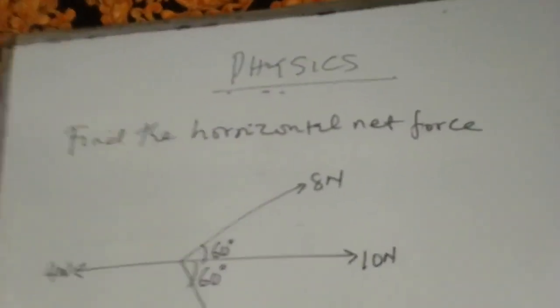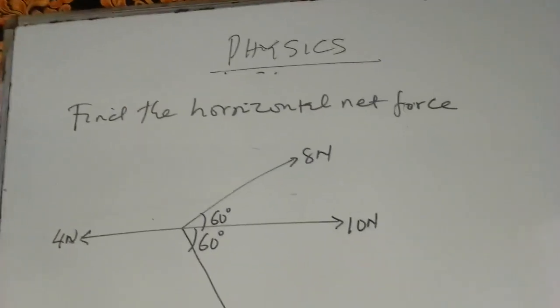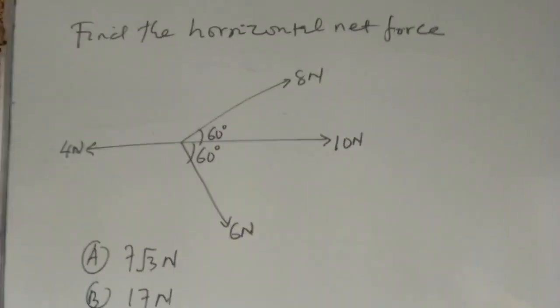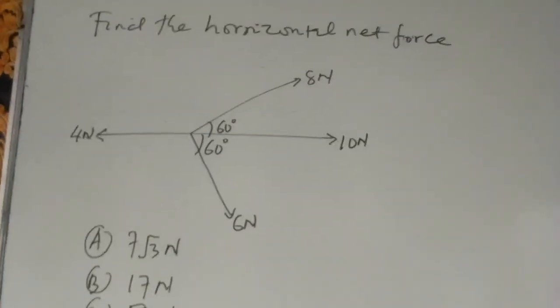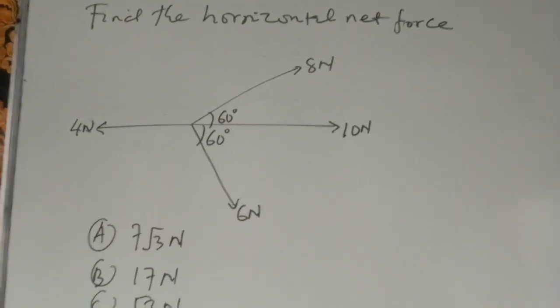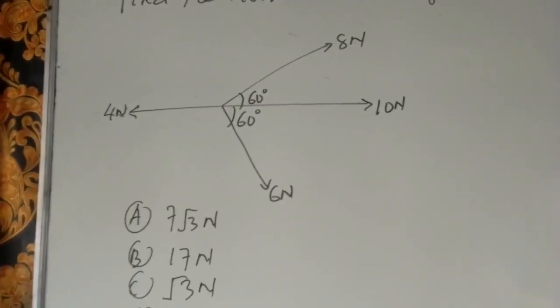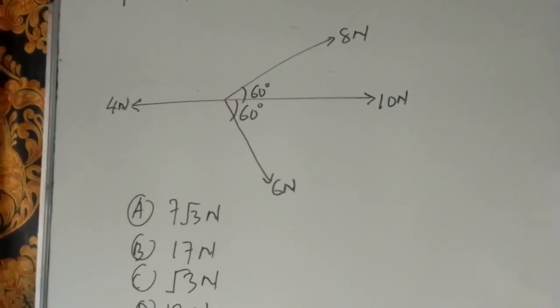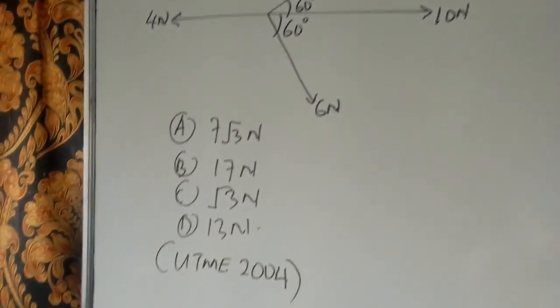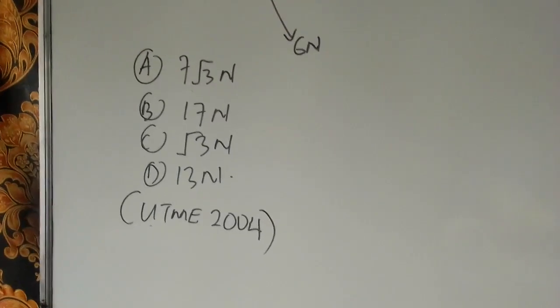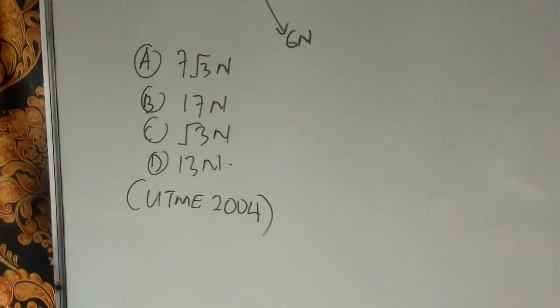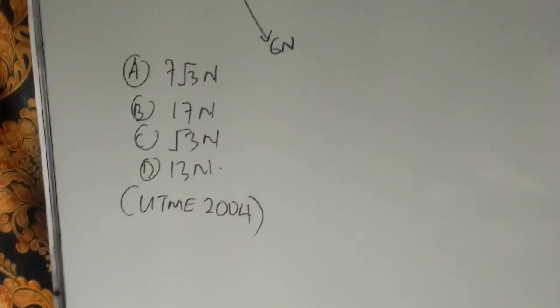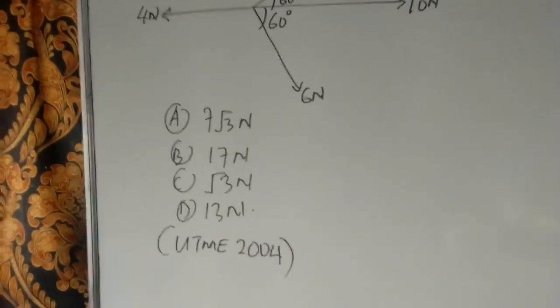The board says, find the horizontal net force. We have a system of 4 forces: 8 Newton, 10 Newton, 6 Newton, 4 Newton. The angles are given, 60 degrees and 60 degrees over and under it. We have option A, 7 root 3 Newton, B, 17 Newton, C, root 3 Newton, D, 13 Newton. This is from the Unified Tertiary Matriculation Examination 2004, the university entrance examination in Nigeria.